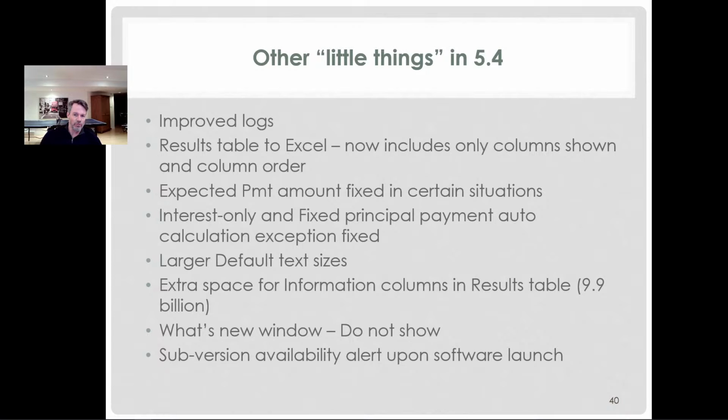The logs were improved. This is a fun one also. Some of you will import the results table to Excel. And the way it worked previously is when you exported, you had the entire 45 or 50 columns in the Excel sheet. If you don't need all these columns, you can simply hide them, and I'll show you how you hide them afterwards. And if you change the order, we're now going to export only those columns, not the 45 or 50 columns.